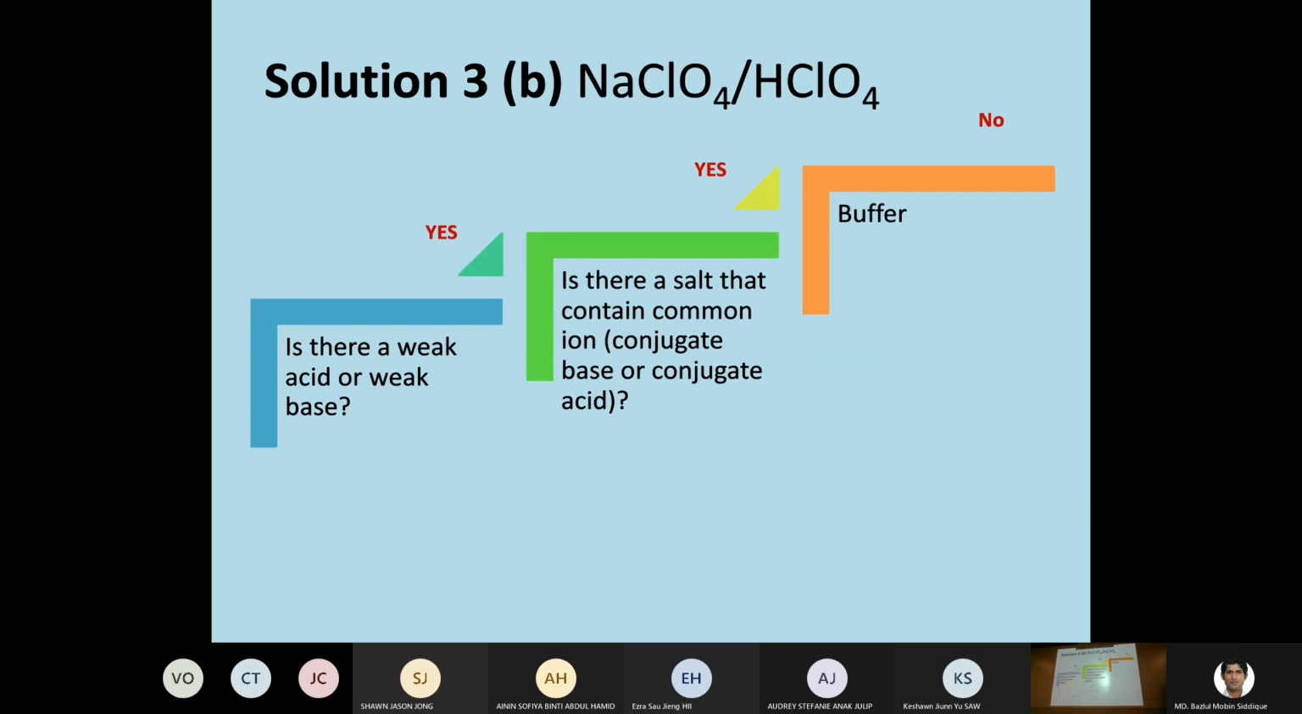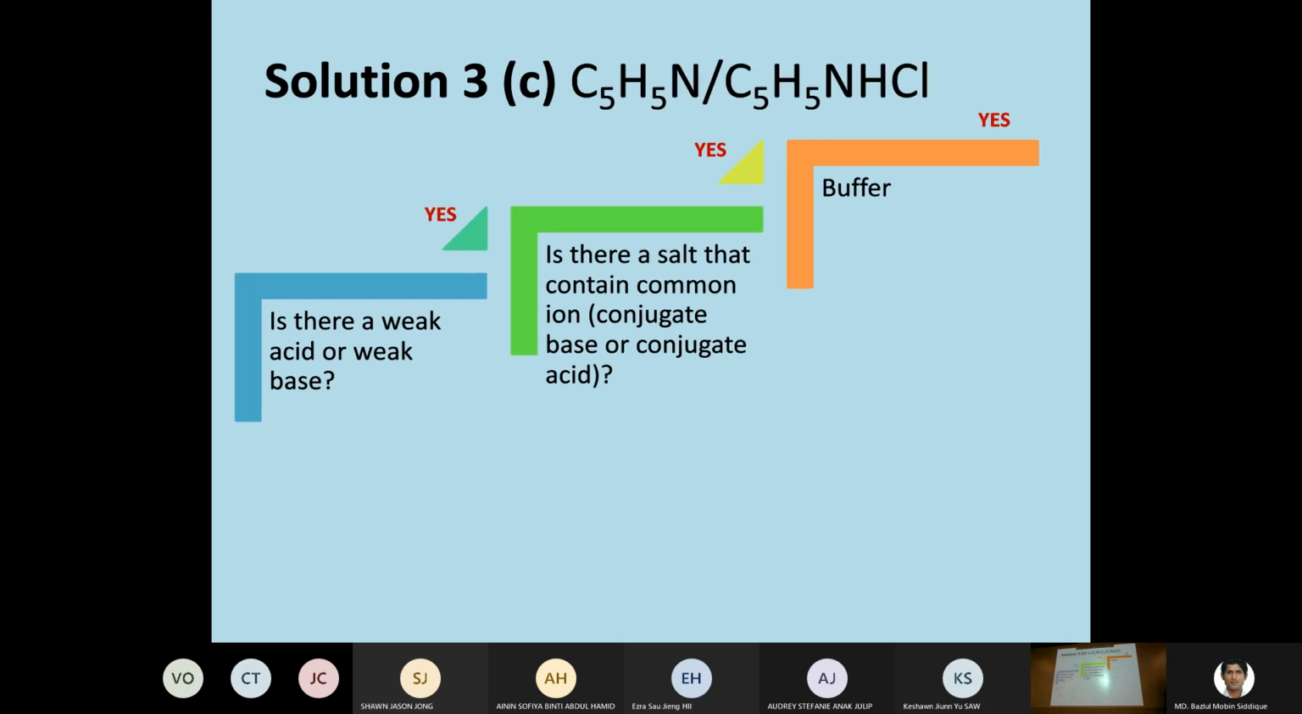Number two, B. Is that a weak acid or weak base? Perchloric acid is a very strong acid. So it cannot pass the first category. It failed. It is not a buffer. You don't need to say anything else.